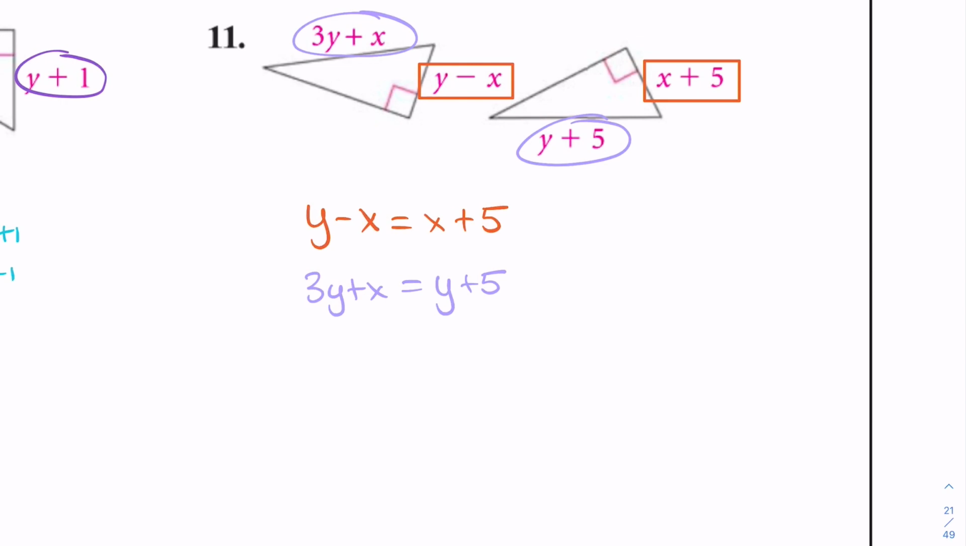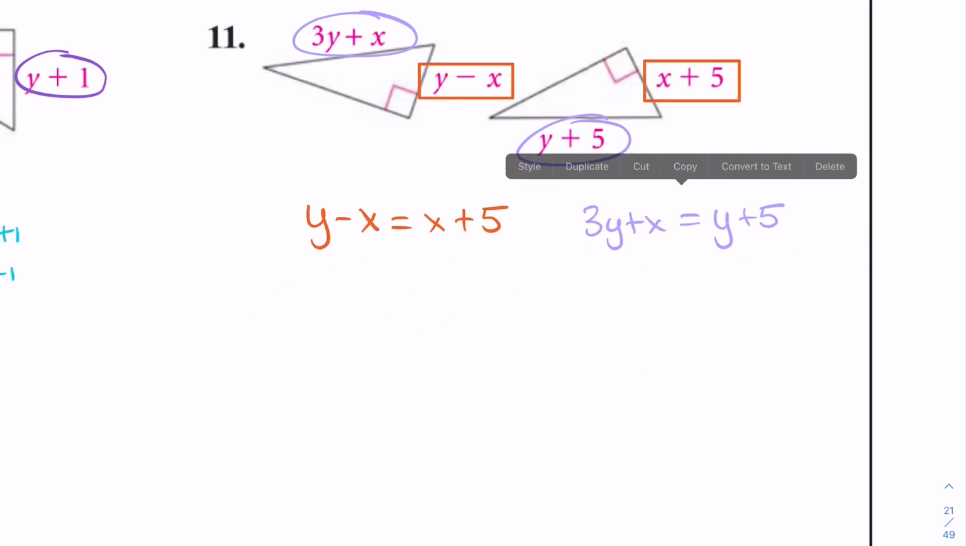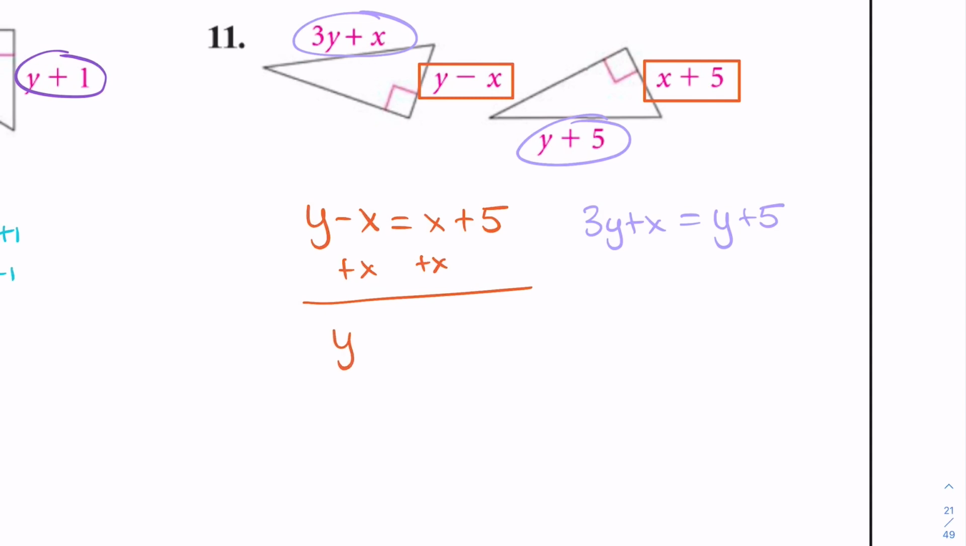And you know what? I don't really like either of these. Let me do some math to move things around here. So I'll add x to both sides just to move them over. So y equals 2x plus 5. And then this one, I'm going to just move y over. I'm just trying to condense my variables a little bit. So 2y plus x equals 5.